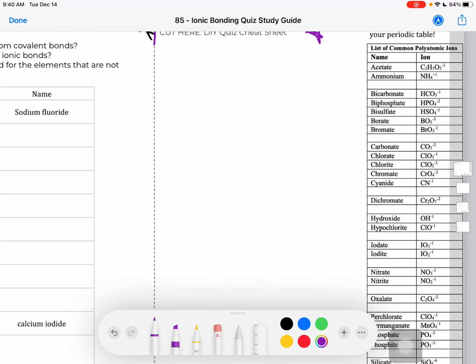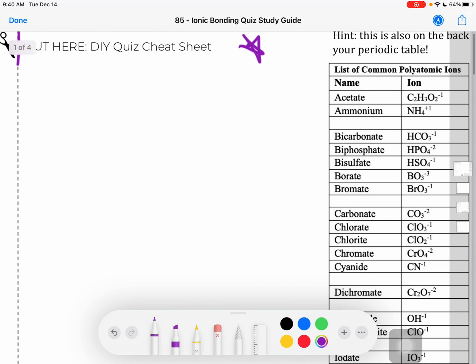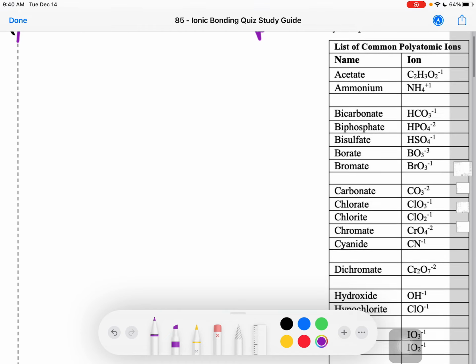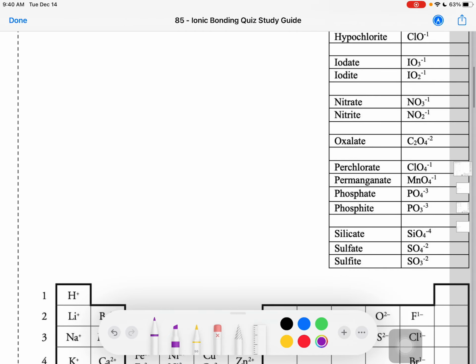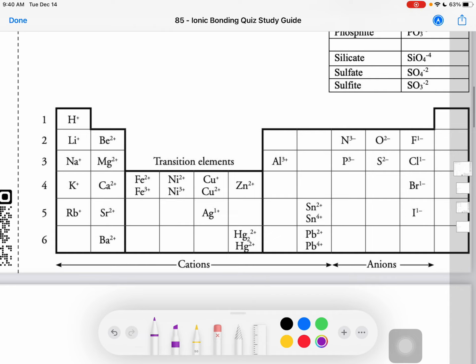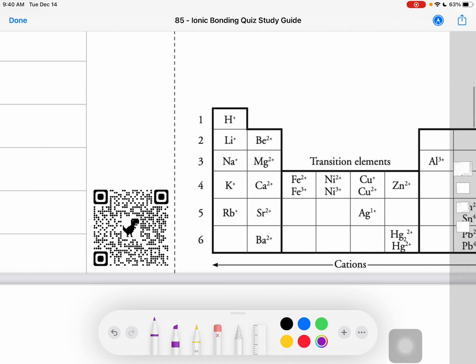But I'm going to point your attention to this side. This is a list of really common polyatomic ions with a name. You can take a look at the formula and it correlates with the name to help you name things. And on the bottom is a little periodic table with the charges. I'm not asking you to memorize anything. I'm only asking you to apply the charges into the compounds.